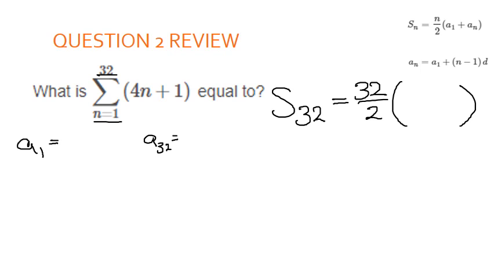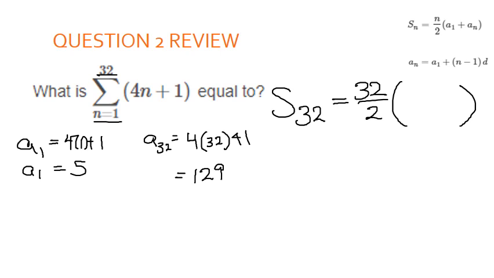I already have my formula here, that 4n plus 1, so I'm just going to plug those two numbers in. Plug 1 in, so we have 4 times 1 plus 1, so that gives me a 5. So my a sub 1 is 5. And then plug in 32. So 4 times 32 plus 1, I get 129.